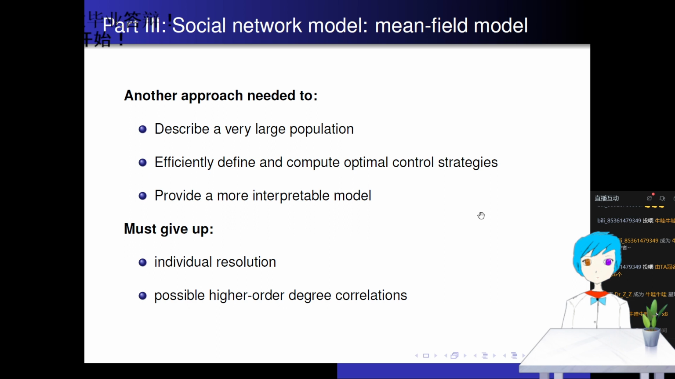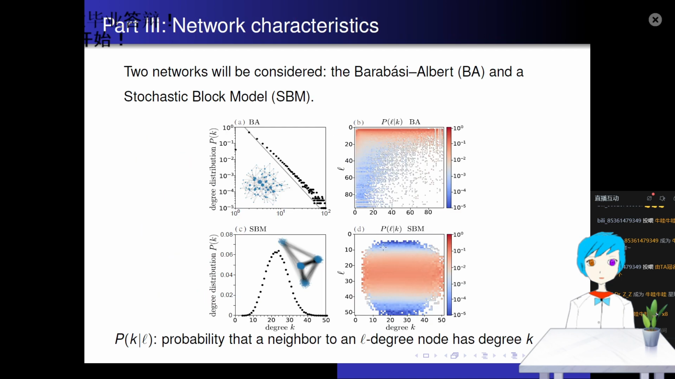Another approach is to use the mean field models to describe a very large population and efficiently define and compute optimal control strategies. So we will construct mean field models for devising testing and vaccination strategies. But in the mean field models, we also need to give up individual resolution and some possible higher order degree correlations. So two networks will be considered in our mathematical models. The Barabasi-Albert model, where the degree distribution decays exponentially with the degree, and the stochastic block model. So it's like we have several different neighborhoods, and the connection in each neighborhood is dense, but the connection is sparse between two neighborhoods.